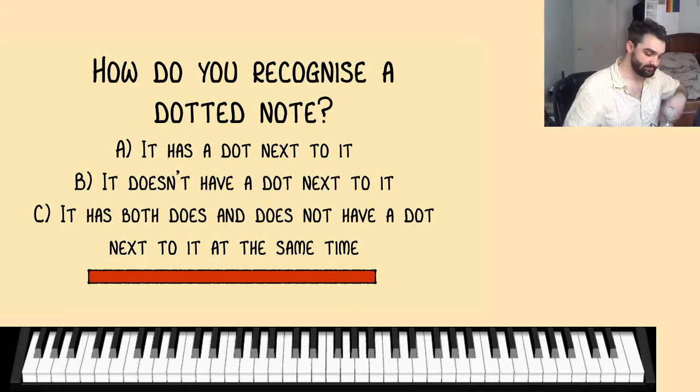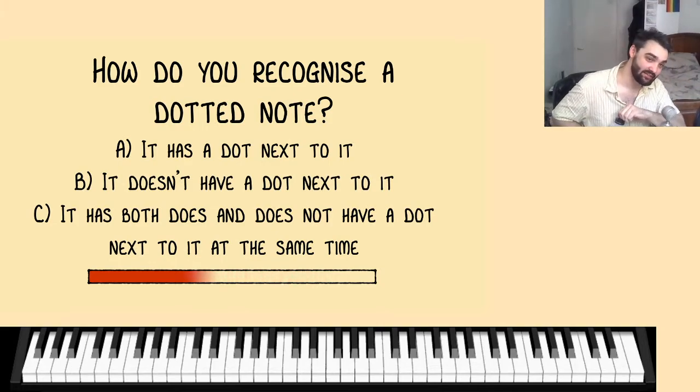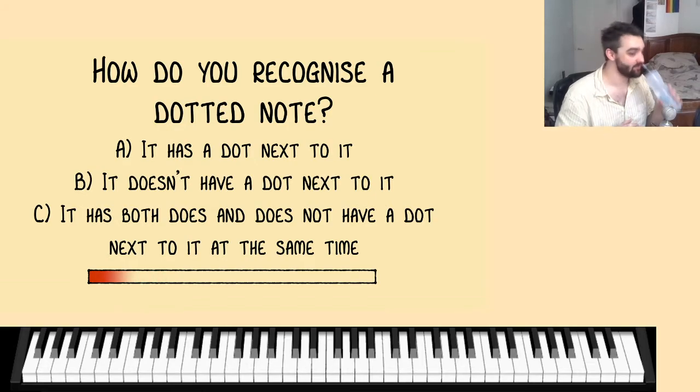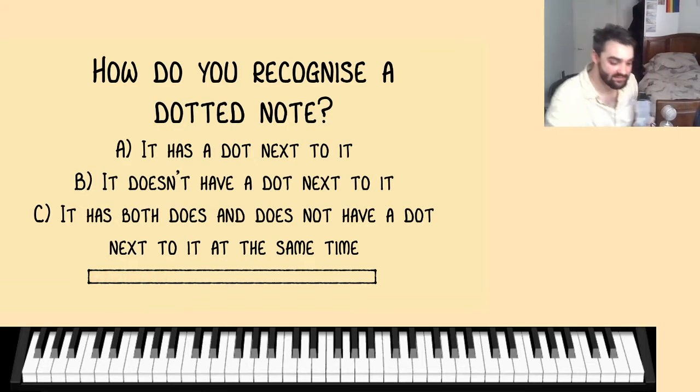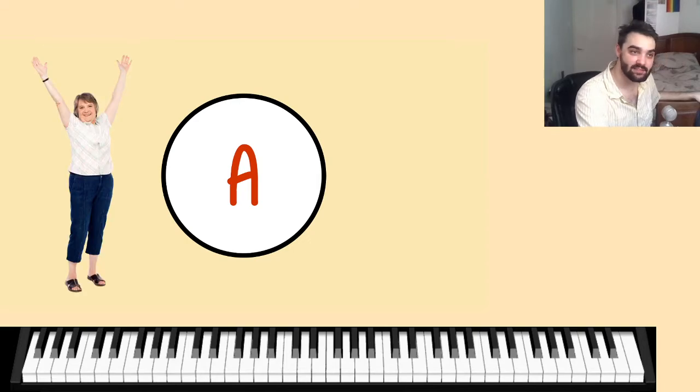So, how do you recognise a dotted note? This is probably the easiest question because it's almost in the name, but still, A has a dot next to it, B it doesn't have a dot next to it, or C it both does and does not have a dot next to it at the same time. Will you get it? Time is over. The answer is A, it has a dot next to it. A dotted note has a dot next to it. So if you got that, congratulations, you get a point.